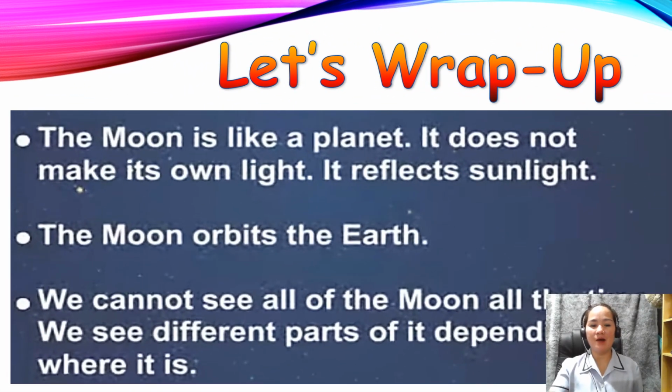Right, for the wrap up, let's summarize what we have learned today. First, the moon is like a planet. It does not make its own light. It reflects sunlight. The moon orbits the earth. We cannot see all of the moon all at the same time. We see different parts of it depending on where it is.